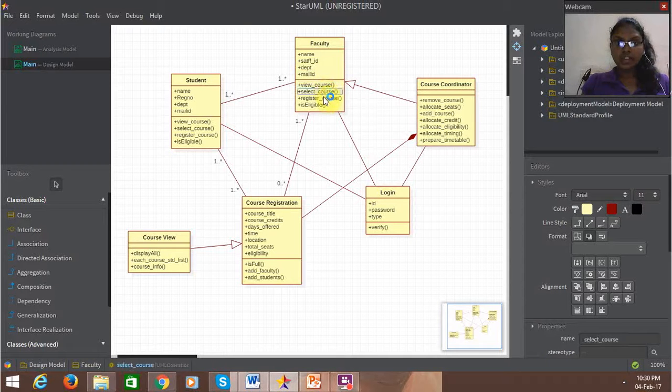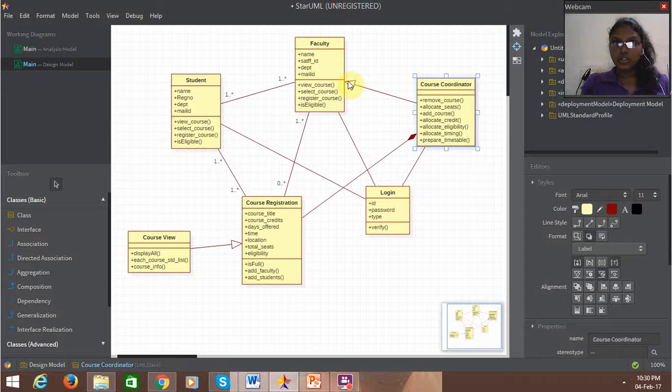And these are the functions that the faculty would be performing, such as the faculty can view the course, then he would be selecting the course and he would register for the course. Now, when he is registering for the course, there has to be a function which determines whether he is eligible for the course or whether the number of seats is full. That is checked using the function called isEligible.